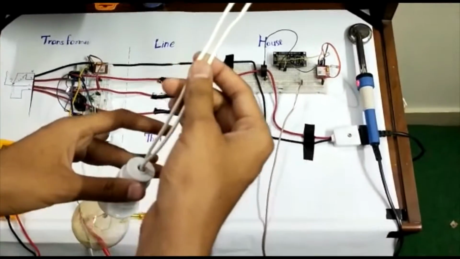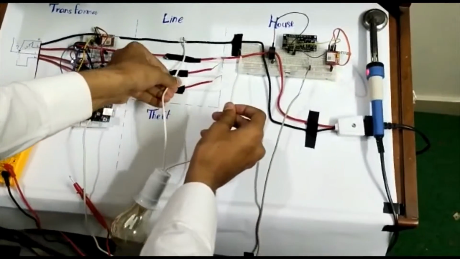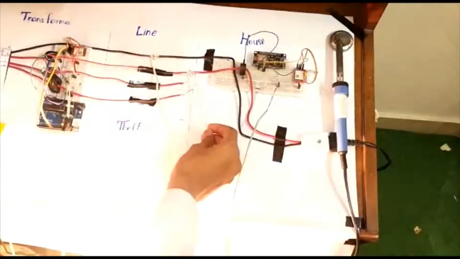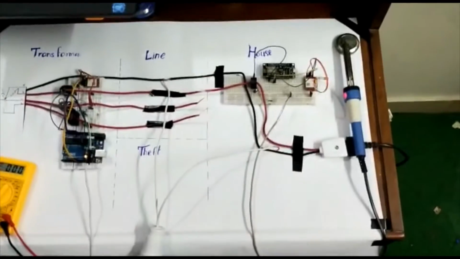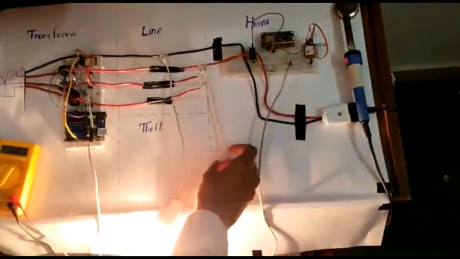So here is the bulb to simulate the energy theft. This is what we call kunda. Okay, so energy theft is being done. Now let's see what our server says. Now let's see what happens if we do energy theft. So the kunda is connected and energy is being stolen.